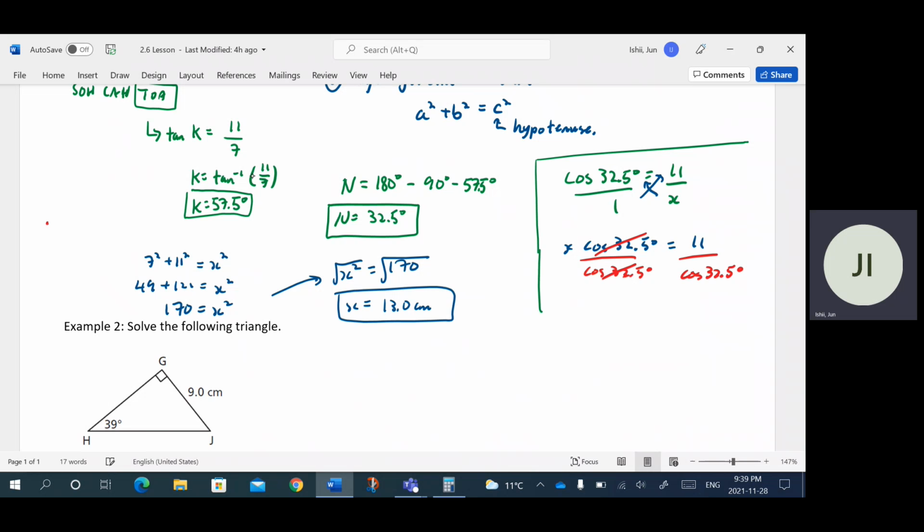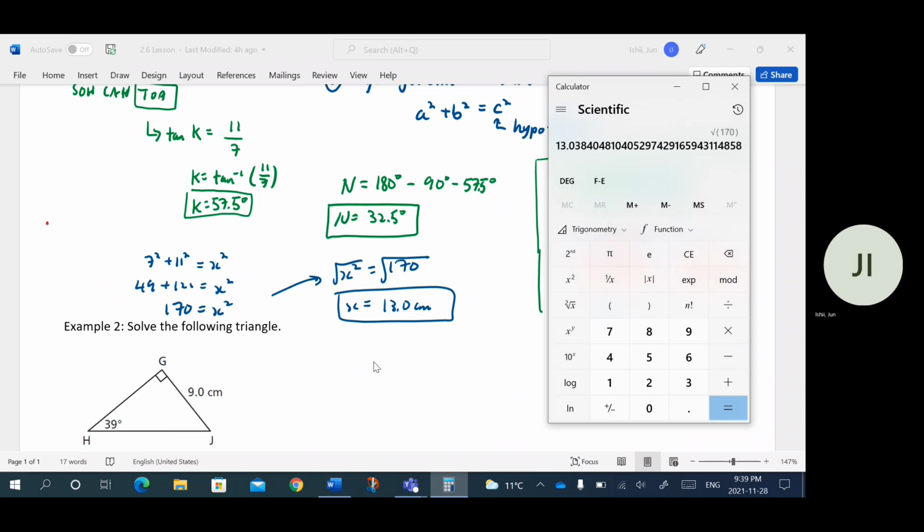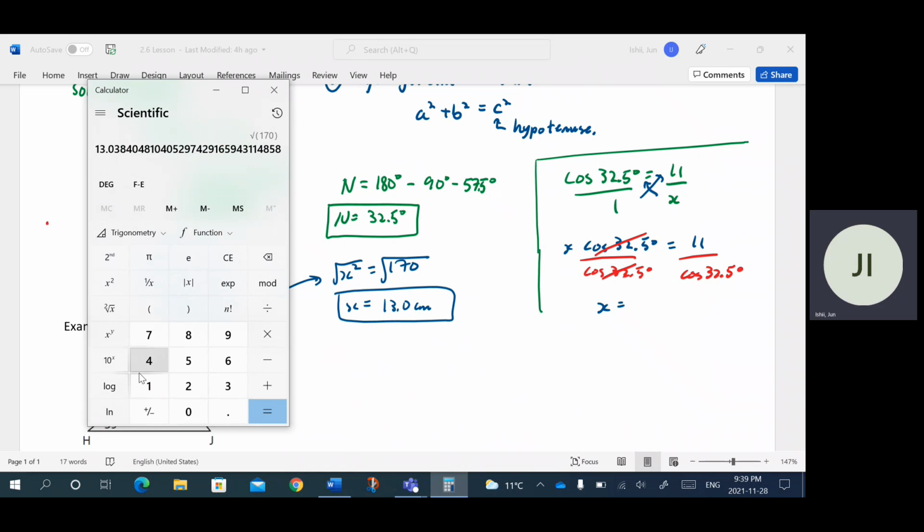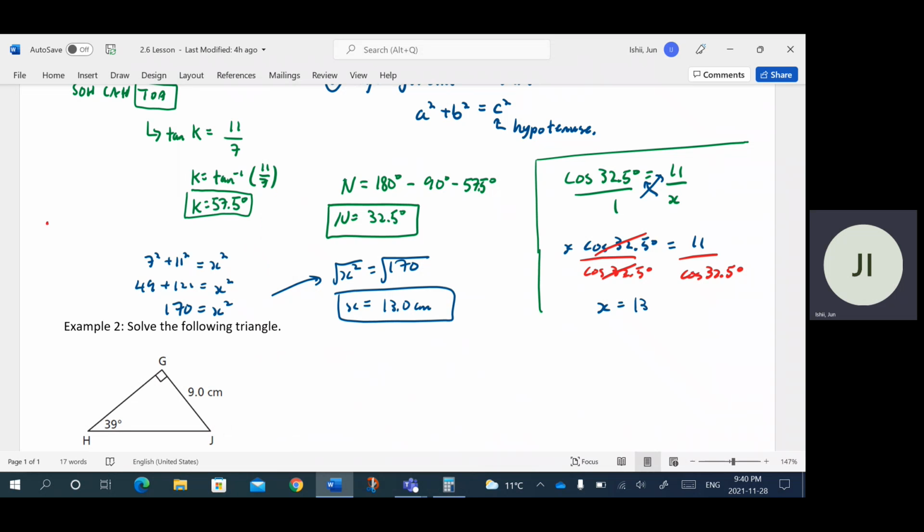All right, so these cancel. And let's see what we get. We should get 13, right, if I punch this in here. So 11 divided by cosine of 32.5 equals, yep, here we go, 13.0. All right, so I just did this last one here just to show that there are usually more than one way to get the answer for an angle or a length.